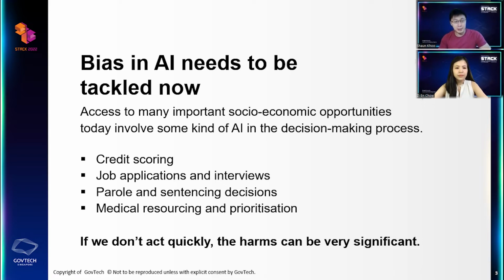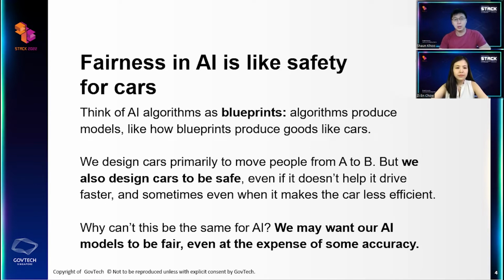The bottom line here is this: if we don't act quickly, these harms can be very significant, and they can also be irreversible. And this is why we need to move fast and start thinking and deliberating and managing the risk of bias in AI today.